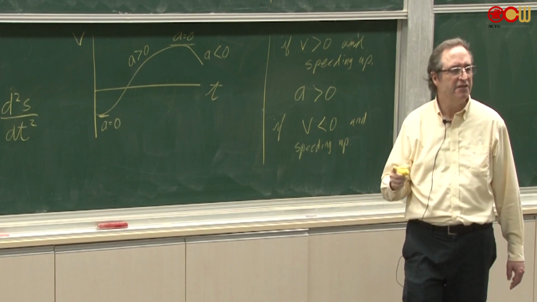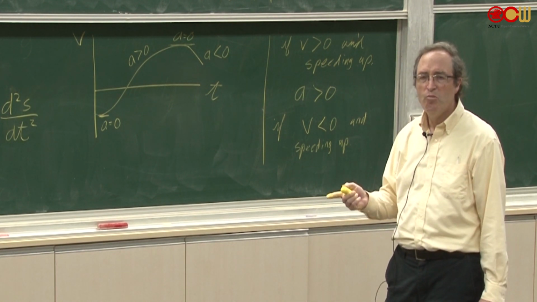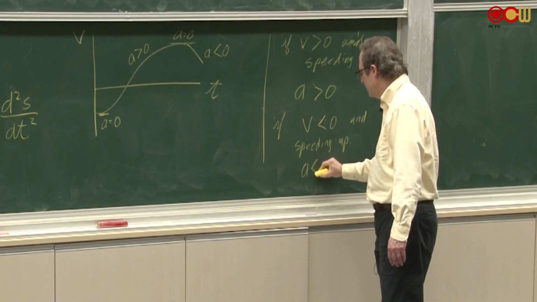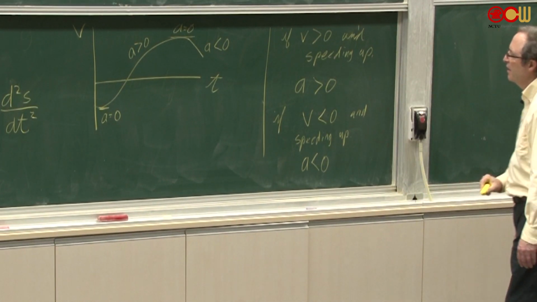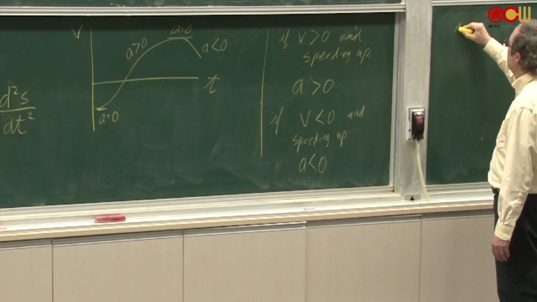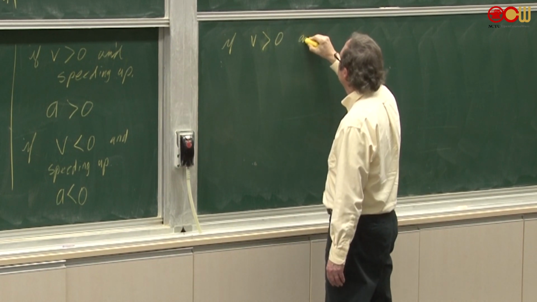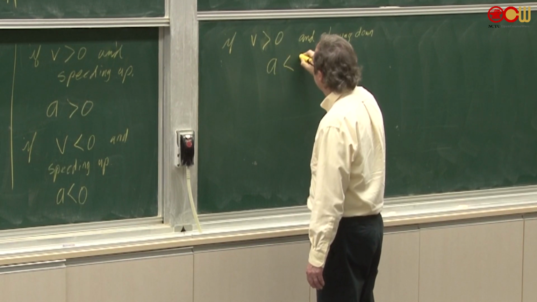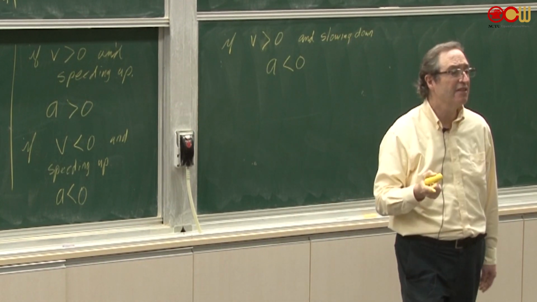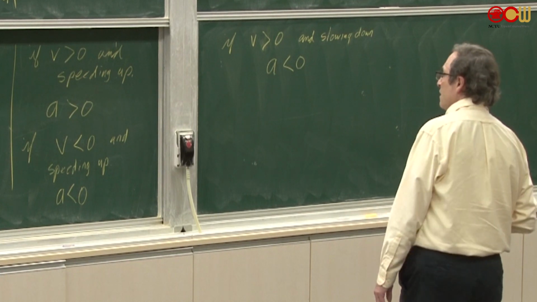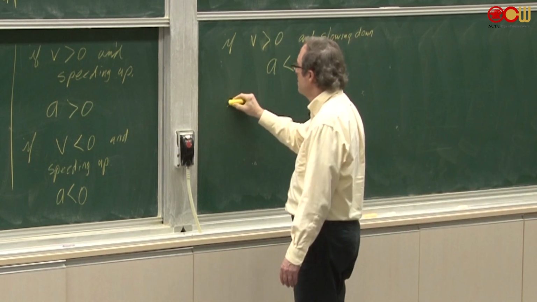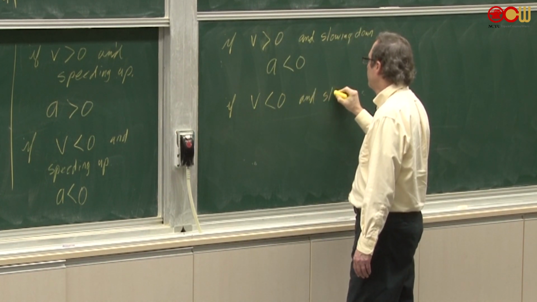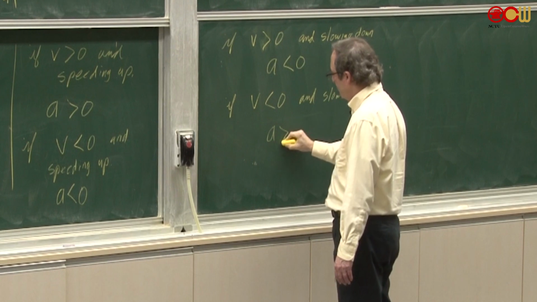So that means the velocity is getting more and more negative. So A is less than 0. Okay? All right, and if V is greater than 0 and slowing down, that means A is less than 0. So even though the velocity is positive, the acceleration is negative. And then you could do if V is less than 0 and slowing down, then A is greater than 0.